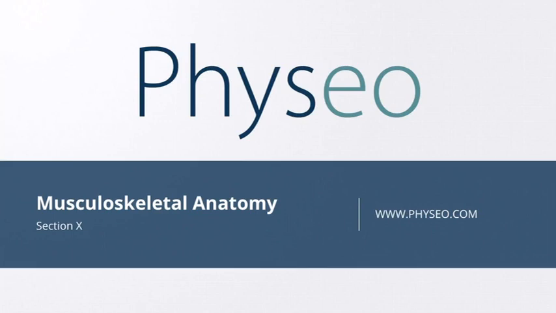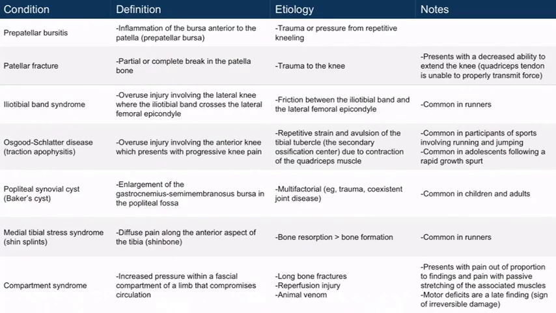Welcome to section 10 of musculoskeletal anatomy. In the last video, we discussed the ligaments and menisci of the knee. In this section, we'll be discussing other knee and leg conditions. Let's get started. This is a table of the other conditions of the knee and leg.